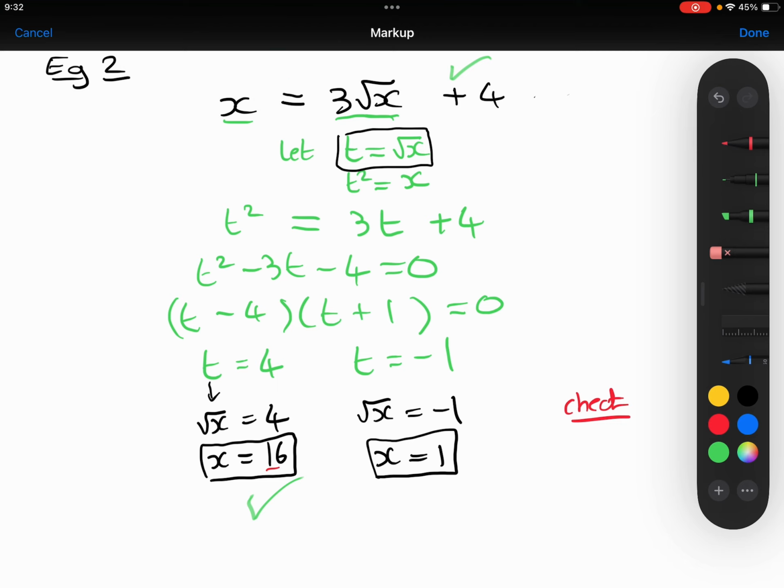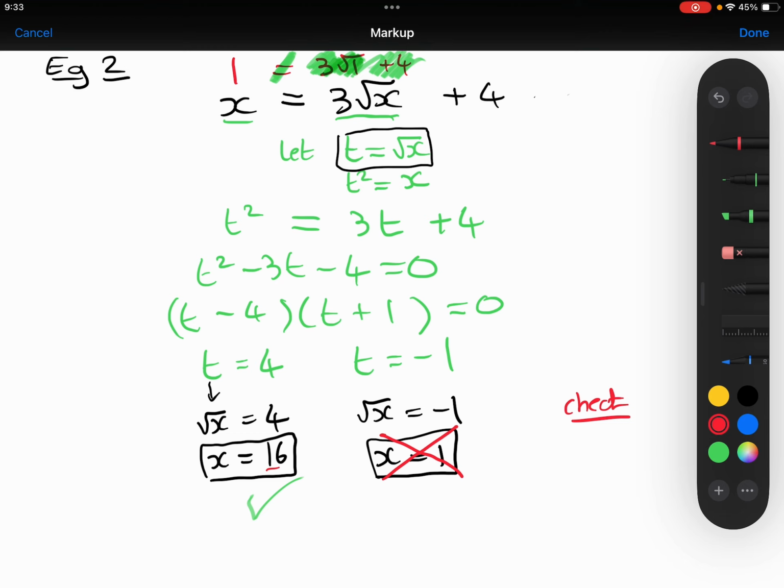Let's check the 1. Does 1 work? Does 1 equal to 3 lots of the square root of 1 plus 4? Well, the square root of 1 is 1, times the 3 is 3. Plus the 4 is 7. It is not equal to 1. This is not actually a valid solution to the equation.